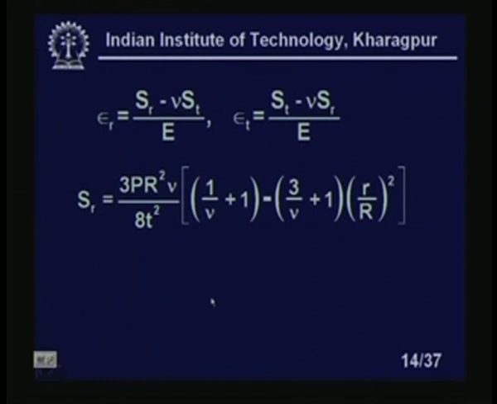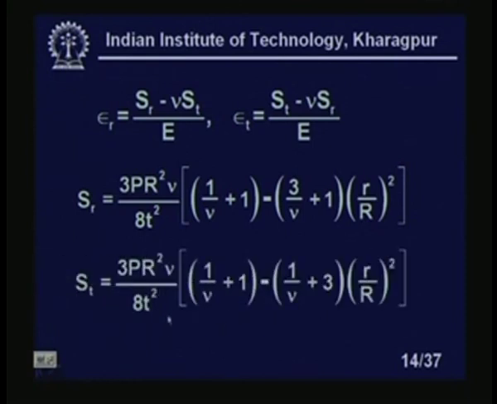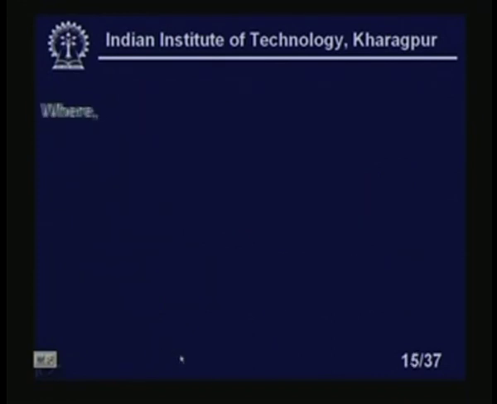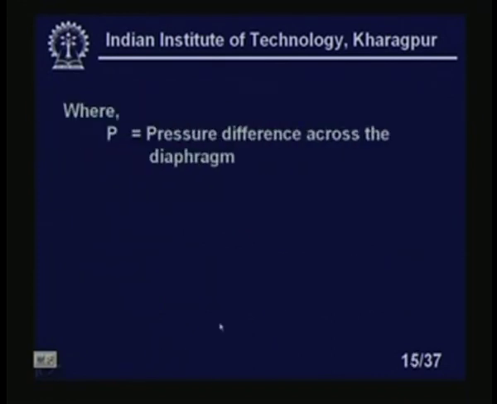Now, SR can be written as 3 P R squared nu by 8 T squared, whole bracket, 1 upon (nu plus 1) minus 3 upon (nu plus 1) times small r by capital R, whole squared. ST, the tangential stress, is 3 P R squared nu by 8 T squared, 1 by (nu plus 1) minus 1 by (nu plus 3) times small r by capital R, whole squared, right, where P is the pressure difference across the diaphragm.